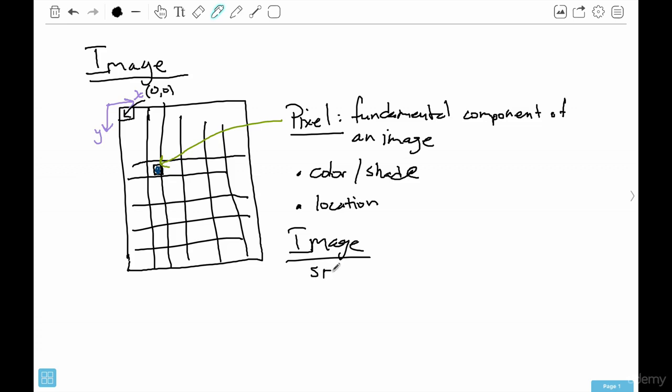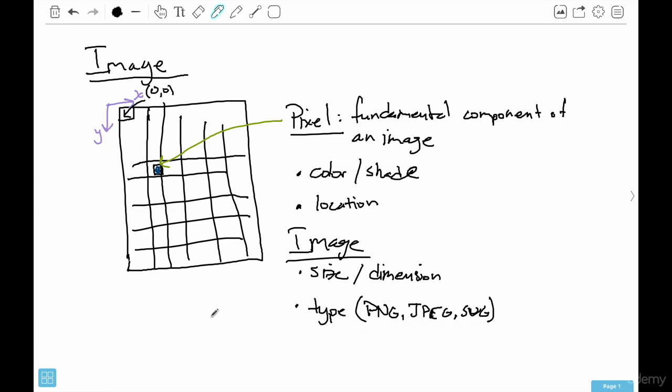So let me write that down. Size or dimension, and then they have image type. And by type, I mean whether it's a PNG or a JPEG or an SVG and so on. So first let's talk a little bit about this size and dimension here.